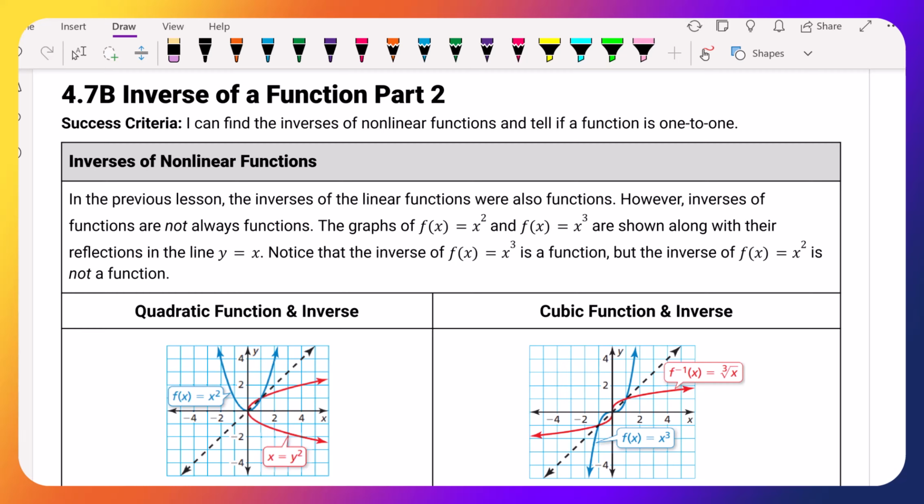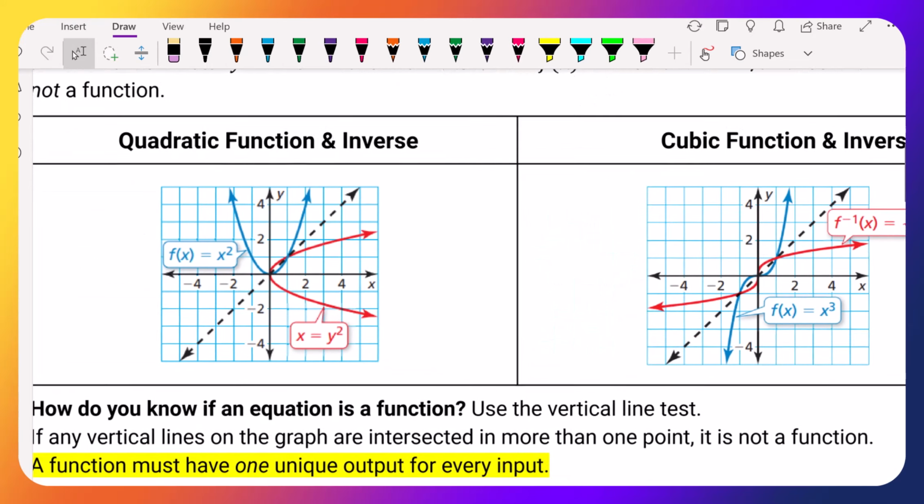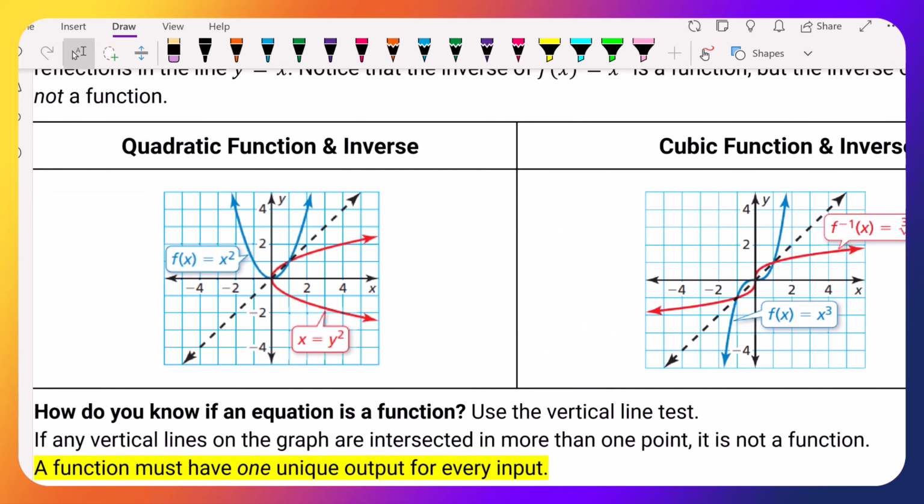Hello! In this video, we're going to talk about the inverse of a function, but it's going to be expanded upon what we learned in part 1, which was just linear equations. So in this one, we're going to talk about specifically nonlinear functions. You can see that you've got a quadratic function, and this quadratic function is highlighted in yellow here, and the parent function is x squared.